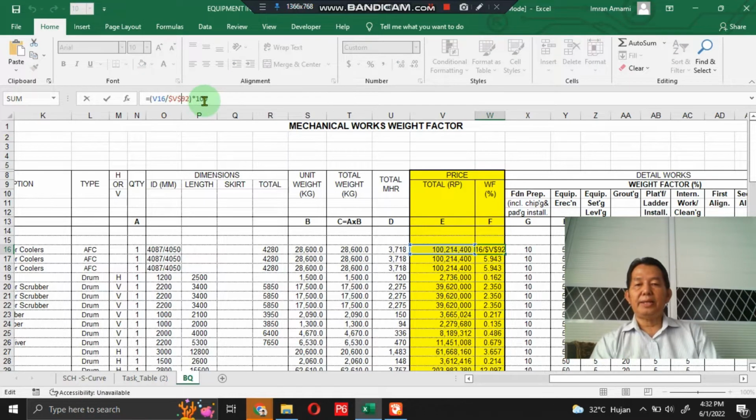This may raise a question: why is the total contract price, cell V92, equipped with dollar symbols? The answer is this is intended to remain unchanged if we copy and paste it into other cells.